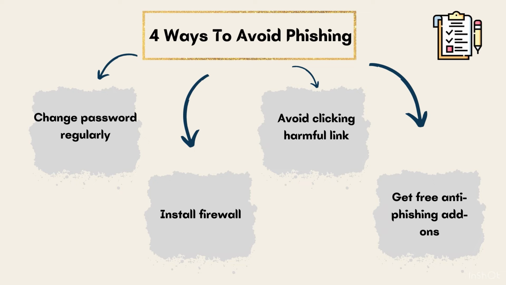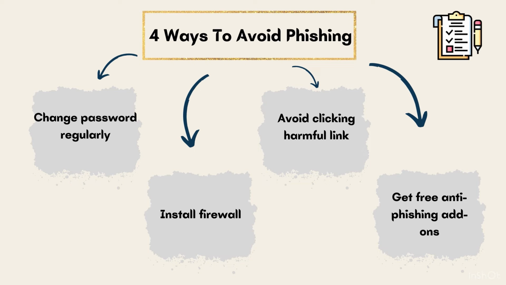There are 4 ways to avoid phishing. Firstly, we can change our password regularly. We should get into the habit of regularly rotating our passwords. Secondly, we have to install firewalls on our computer. Firewalls are an effective way to prevent external attacks, acting as a shield between our computer and attackers.